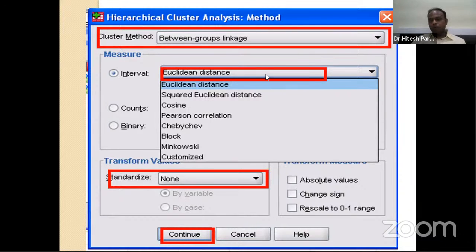Similarly, for distance also, you have many options available. I have selected the Euclidean distance. I was talking about the standardization. Here all four variables are measured on a 5-point scale, so there is no need to go for standardized one. But if the scale is different, then you need to click here on standardize. Then continue.